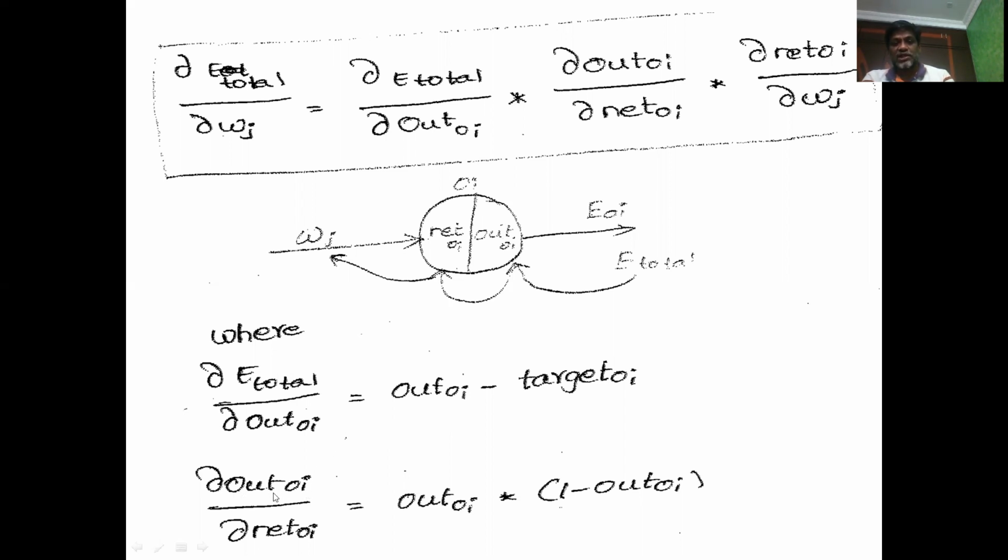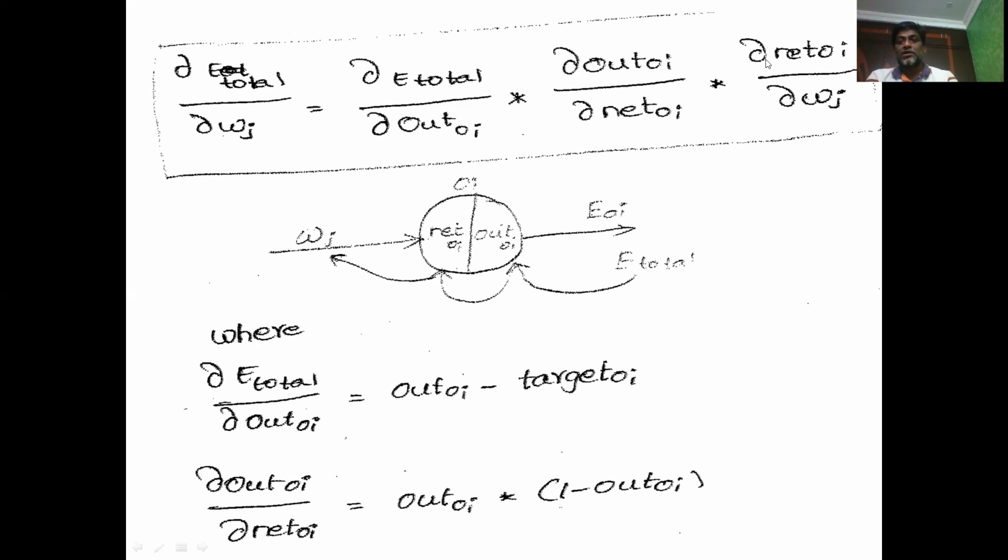So out_Y is anyhow a sigmoidal function. Therefore, the derivative of the sigmoidal function is out_Y into 1 minus out_Y. It is similar to f'(x) equals f(x) into 1 minus f(x), as I explained in the earlier session. In the earlier class, you can go through that video to understand how it came.